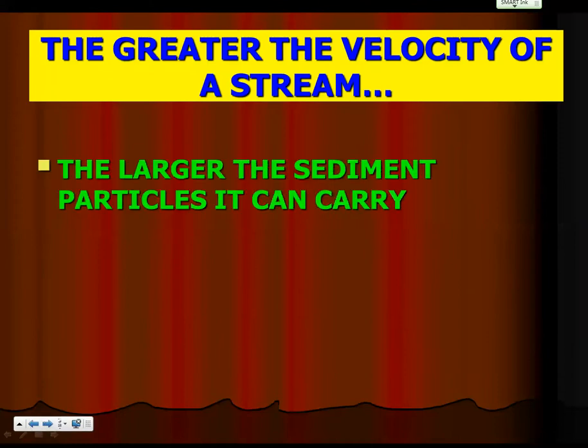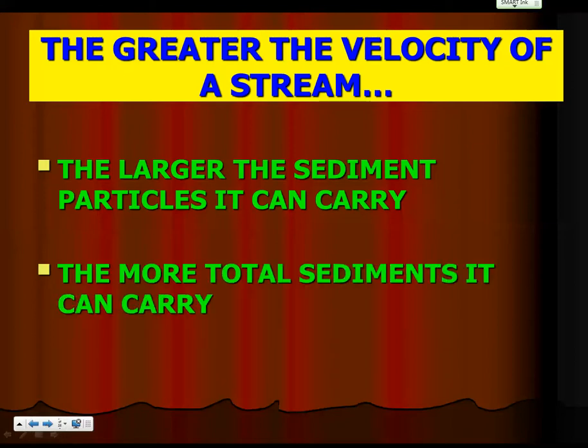Now, as streams speed up, as their velocity increases, the larger the amount of particles it can carry. So it can carry more sediment and larger sediments. And you've noticed this after floods, the rivers around here turn dark brown. And that's just the sediment load has increased drastically.